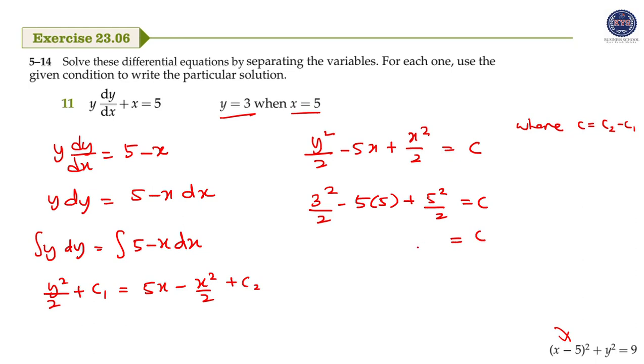c equal to 8. Let's confirm. So this is 8, 8 over 2 is 4, 4 minus 25 plus 25 over 2.